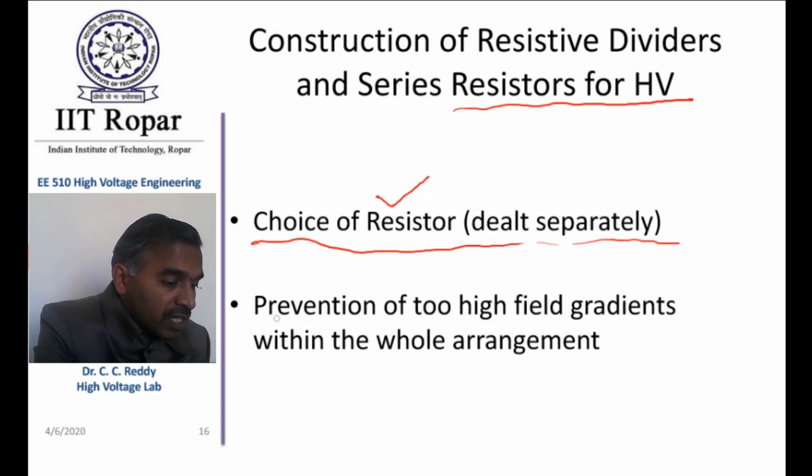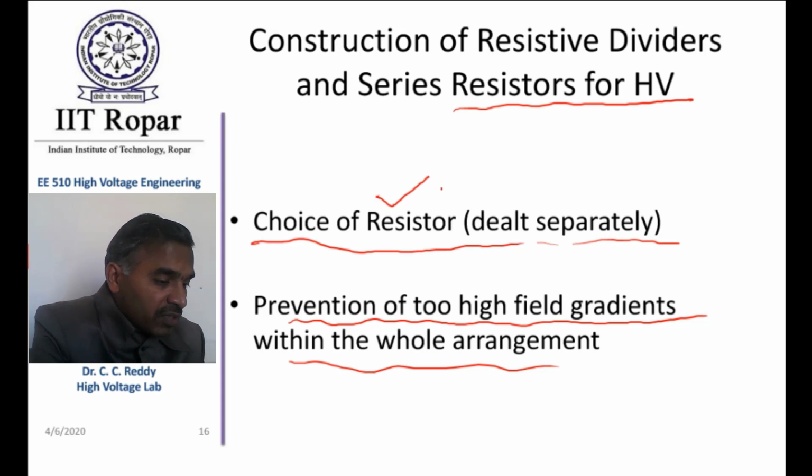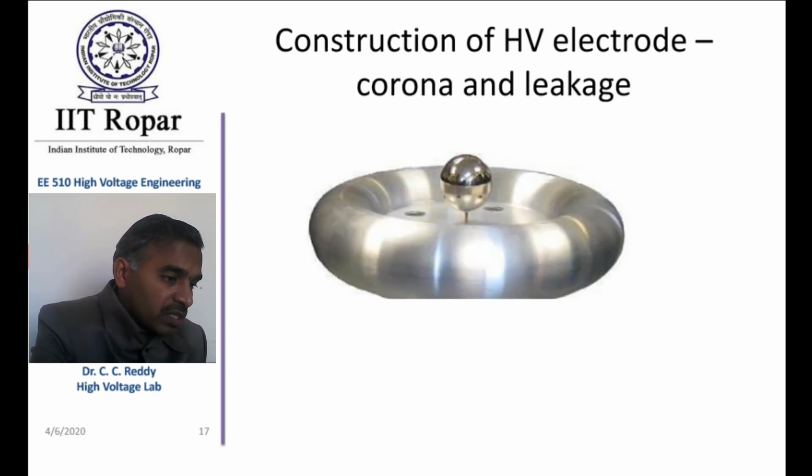Now, the second point is prevention of too high field gradients. One is in the construction, choice of resistance is one aspect, and then prevention of too high field gradients within the whole arrangement, that is another aspect. So for the prevention of these high gradients, construction of the HV electrode. You might have normally seen why this kind of structure, very big structures and very smooth surface, high radius of curvature is used.